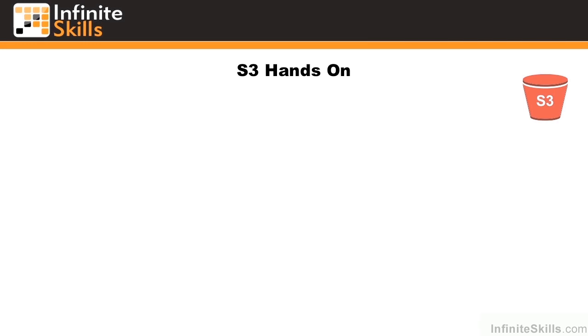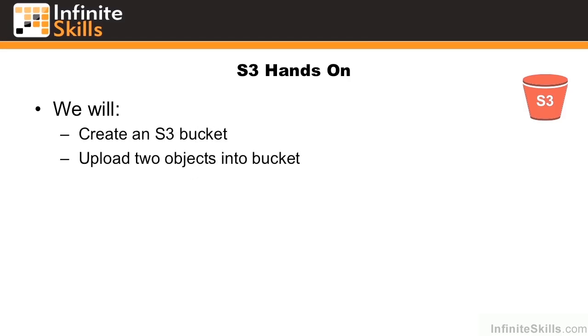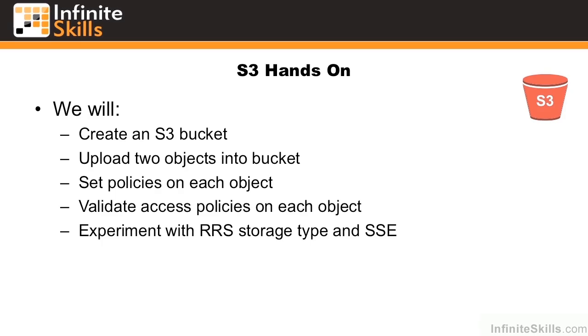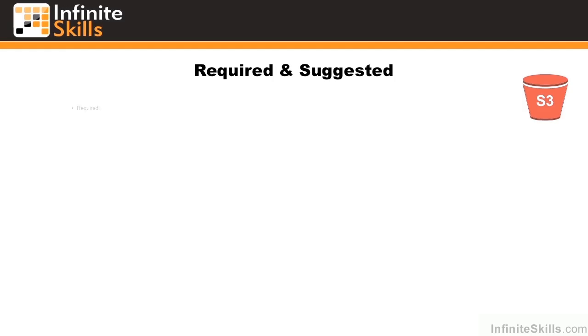In this hands-on lab, we're going to explore some of the basic features of S3. We'll create an S3 bucket, upload 2 objects into that bucket, set policies on each object, validate the access policies to those objects, and then experiment with the RRS, or Reduced Redundancy Storage type, and SSE, or Server-Side Encryption.